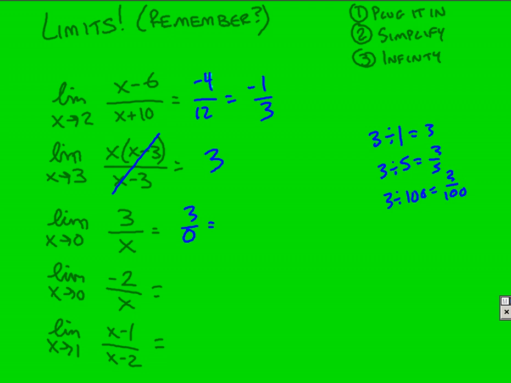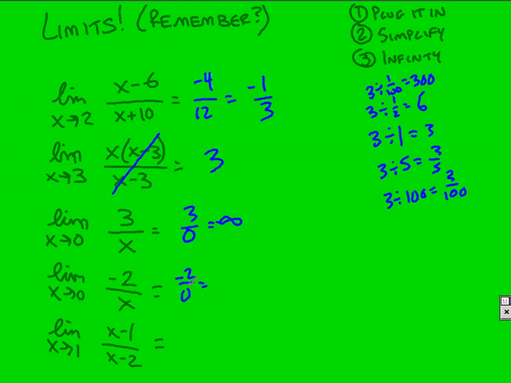So let me go in the other direction. If I do 3 divided by 1/2, that means 3 times 2, which is 6. Or 3 divided by 1 over 100, that's 3 times 100, which is 300. I keep getting a much bigger number, so as my denominator gets smaller, my whole thing gets bigger. My limit is infinity.